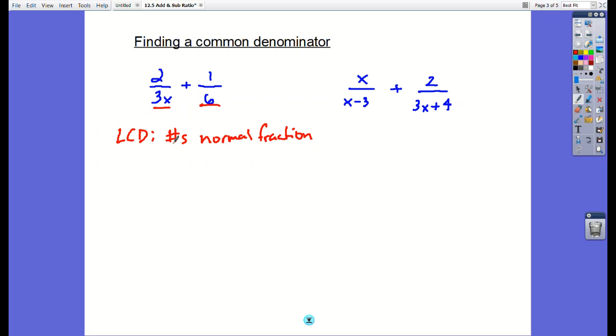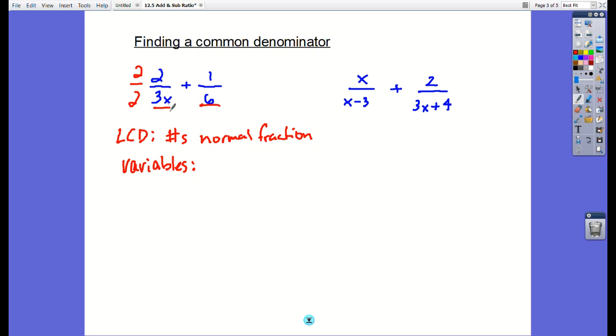So for just dealing with the numbers, it's just 6, right? 3 goes into 6, 6 goes into 6. It's the smallest number they both go into. That's what we call a least common denominator. So if you think about that, we'd have to multiply this left fraction by 2 over 2, times 3 gives you 6.